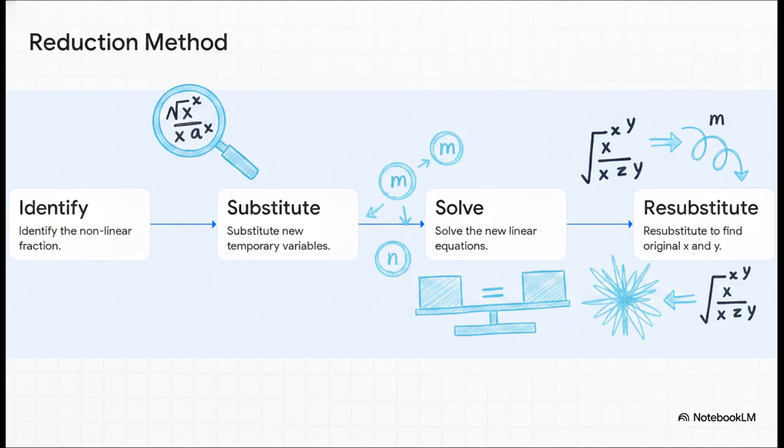To outsmart these tricky problems, we can rely on a very simple 4-step method. First, we identify that nonlinear fraction. Second, we temporarily swap out those complicated fractions for simple, friendly variables, maybe something like m and n. Third, we just solve this newly formed linear equation using the exact methods we already know. And fourth, and please remember this is the most important part, we resubstitute to find our original x and y.